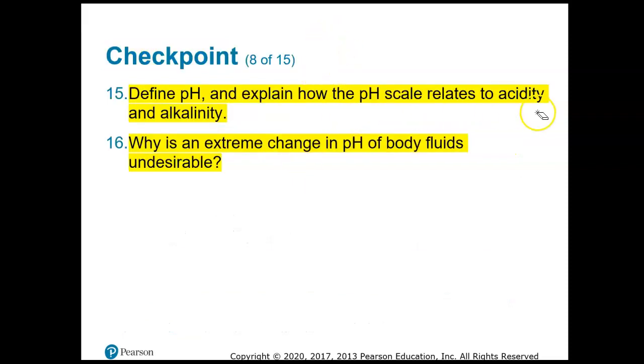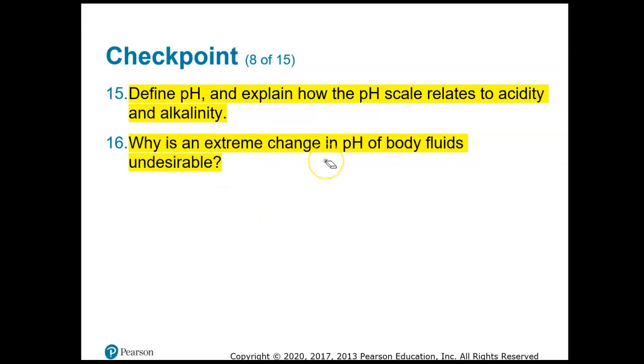Define pH. Explain how the pH scale relates to acidity and alkalinity. All right, so an acid is defined as a pH less than 7. An alkaline or basic solution is pH greater than 7. And the lower the pH, the greater the hydrogen ion concentration. So acids have a higher hydrogen ion concentration than bases do.